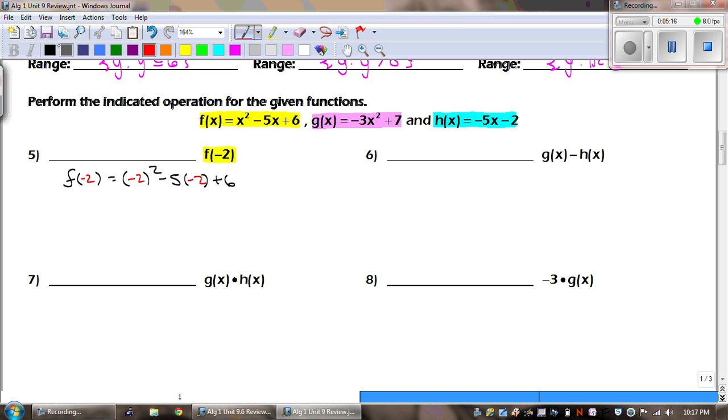-2 squared is -2 times -2, which is +4. -5 times -2 is a +10. And then we're left with 6. And I can add all of those up super fast and get 20. So just remember that we write our answer of f of -2 equals 20.